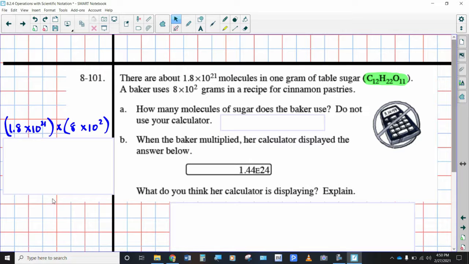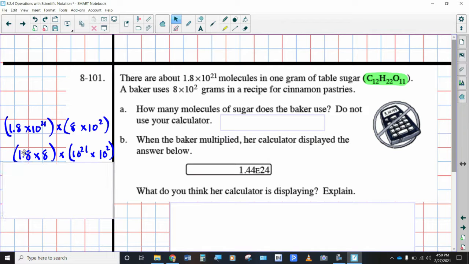and then unpause for the reveal, where I'm going to use a little commutative property and pretend the parentheses are not even there because all we're doing is multiplying. 1.8 times 10 to the 21st times 8 times 10 to the second. Let's use the commutative property to rearrange those so the leading factors get multiplied together first, 1.8 times 8, and then 10 to the 21st times 10 to the second.